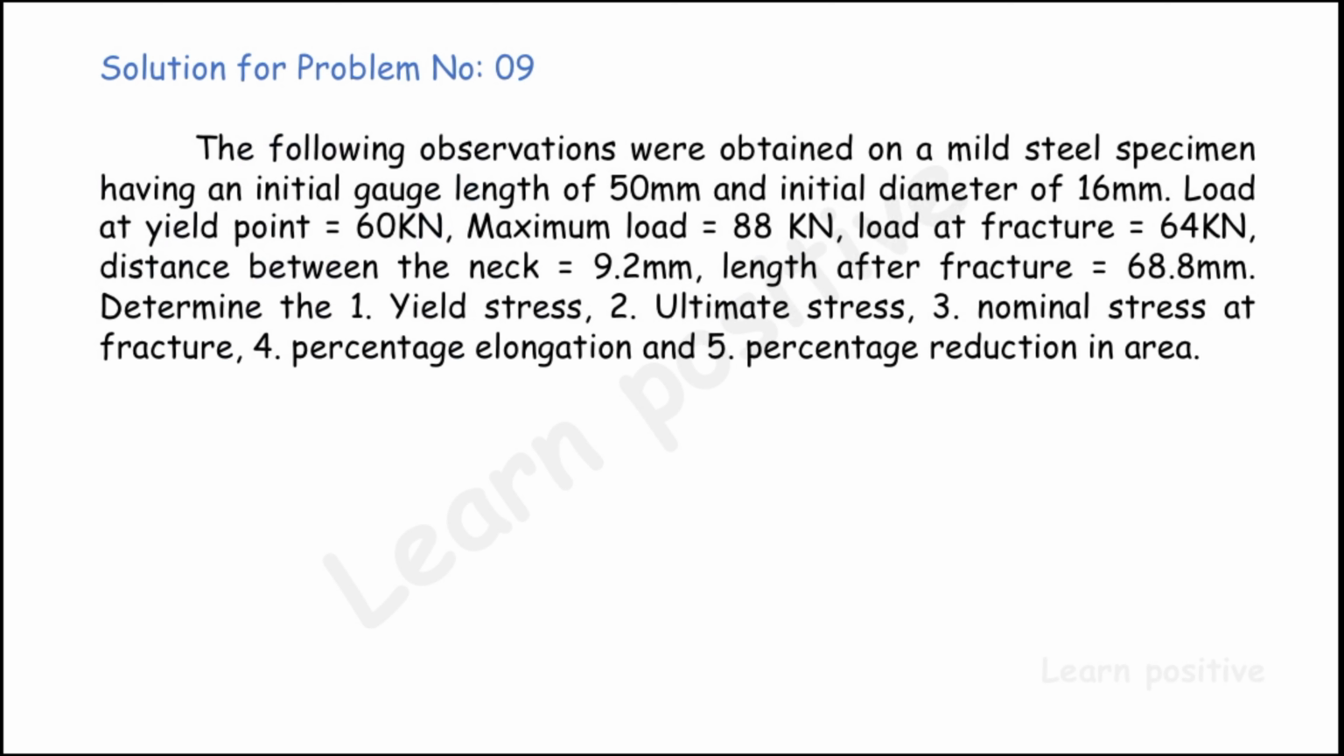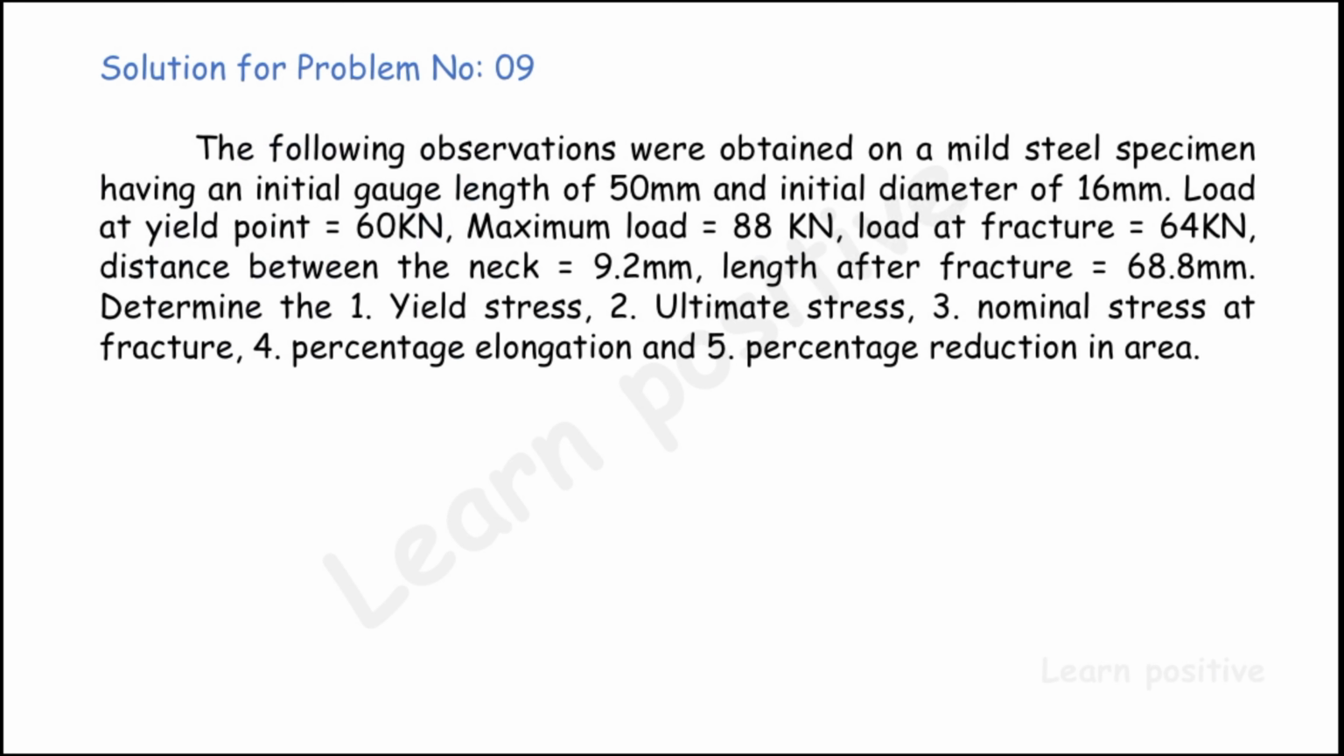The ninth question is: the following observations were obtained on a mild steel specimen having an initial gauge length of 50 mm and initial diameter of 16 mm. Load at yield point is 60 kN, maximum load is 88 kN and load at fracture is 64 kN. Diameter at the neck is 9.2 mm and length after the fracture is 68.8 mm. Determine the yield stress, ultimate stress, nominal stress at fracture, percentage of elongation and percentage of reduction in area.